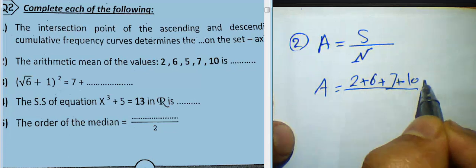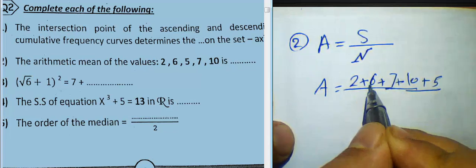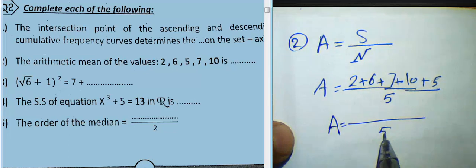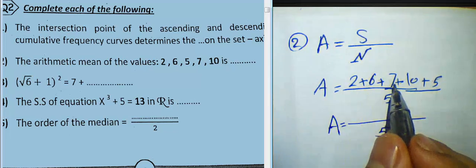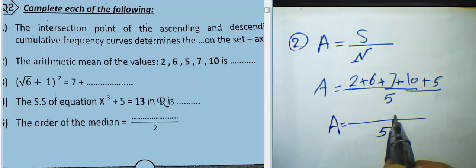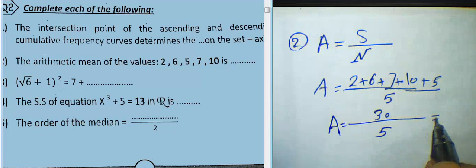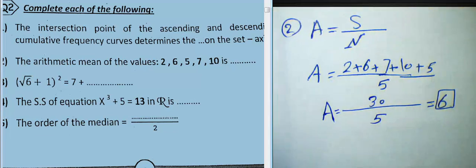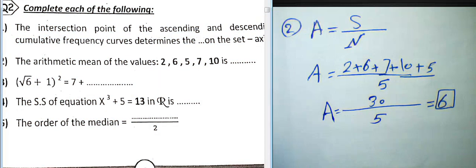We have 5 values here: 1, 2, 3, 4, 5. So the arithmetic mean equals 2 plus 6 equals 8, 8 plus 5 equals 13, 13 plus 7 equals 20, 20 plus 10 equals 30. 30 divided by 5 equals 6. Okay, question number 2, arithmetic mean of the values. We must write here 6. Look at question number 3.